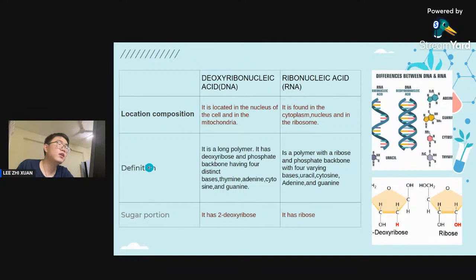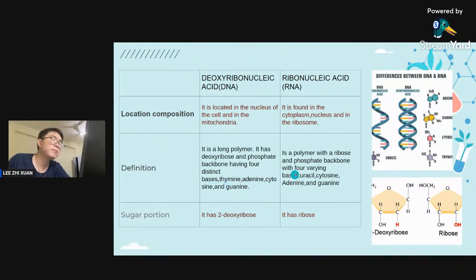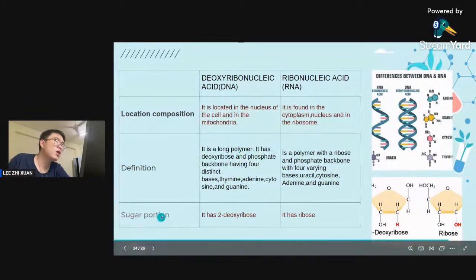For the definition, I don't need to explain more. The main difference is thymine and uracil: thymine is replaced by uracil in RNA. DNA is a long polymer, it is longer, but RNA is shorter. And then the sugar portion, the carbon number 2, right?